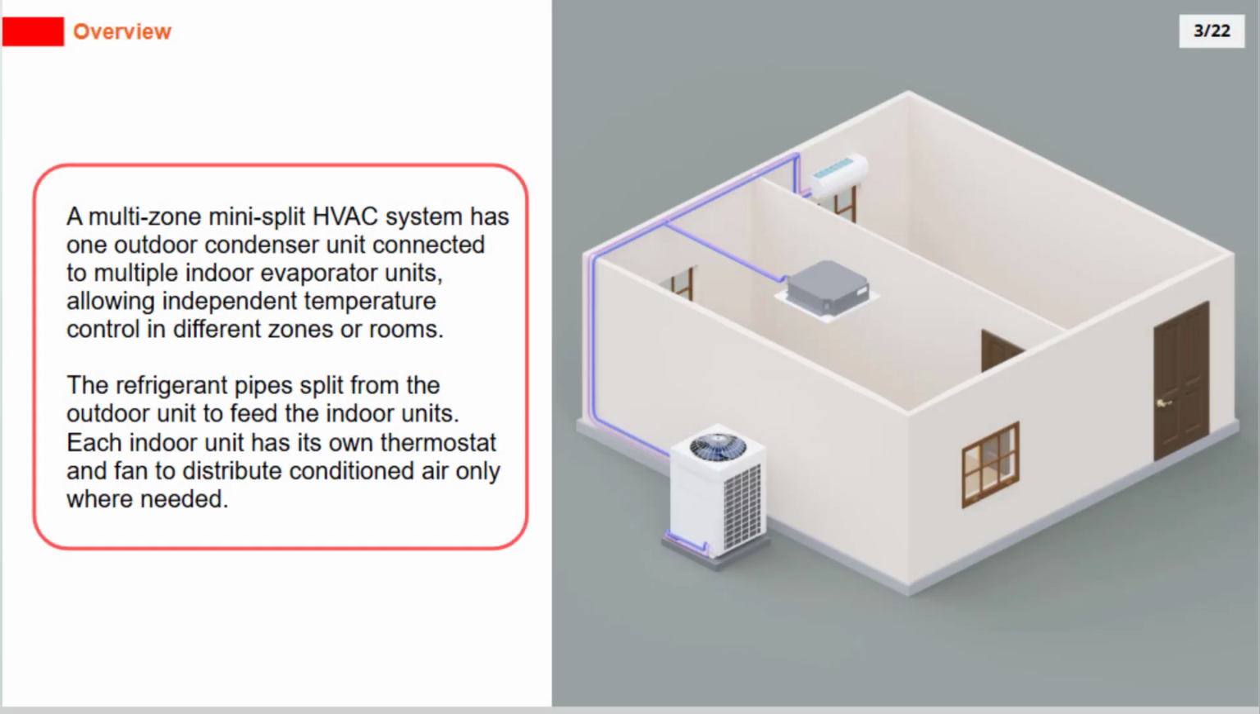A multi-zone mini-split HVAC system has one outdoor condenser unit connected to multiple indoor evaporator units, allowing independent temperature control in different zones or rooms. The refrigerant pipes split from the outdoor unit to feed the indoor units. Each indoor unit has its own thermostat and fan to distribute conditioned air only where needed.